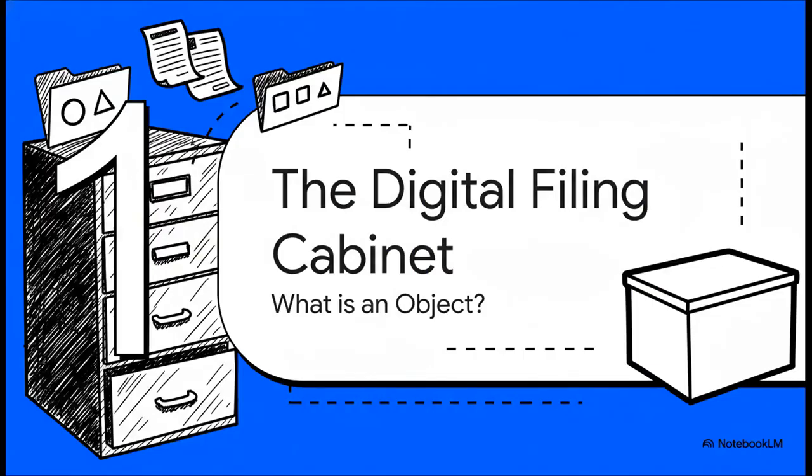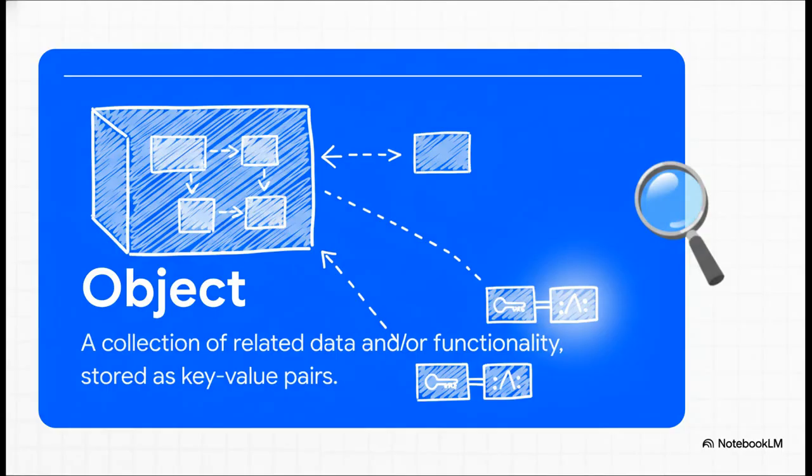Okay, so first things first. What even is an object? The absolute best way to think about it is as a container. It's like a digital filing cabinet where you can store all your related bits of information. Now for the more official definition. An object is a collection of related data and functionality, and it's all stored as something called key-value pairs. Don't worry, we're going to break down exactly what that means right now.